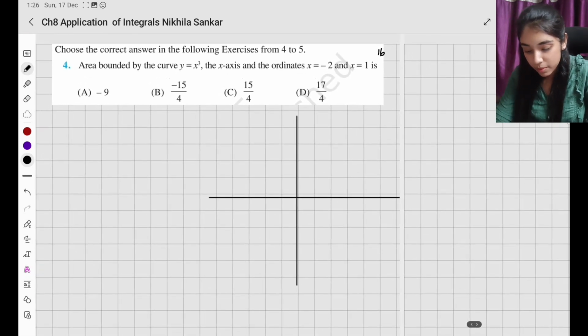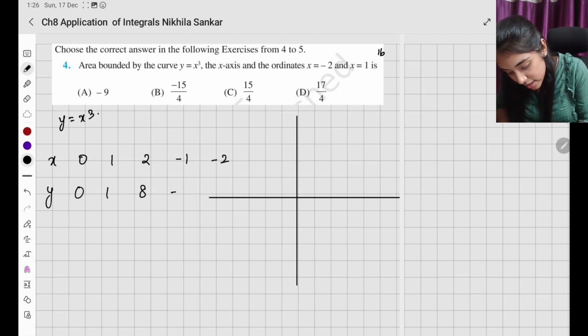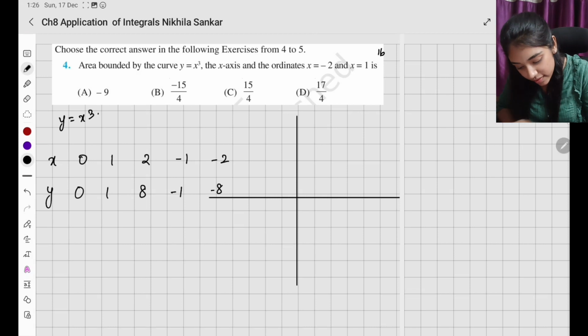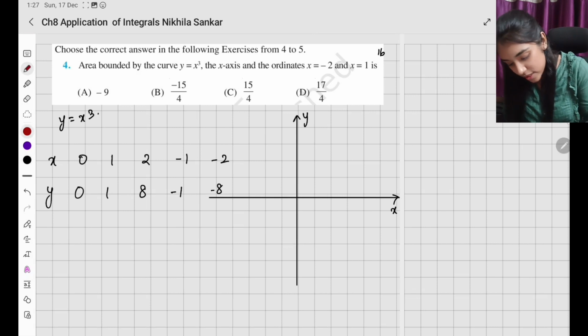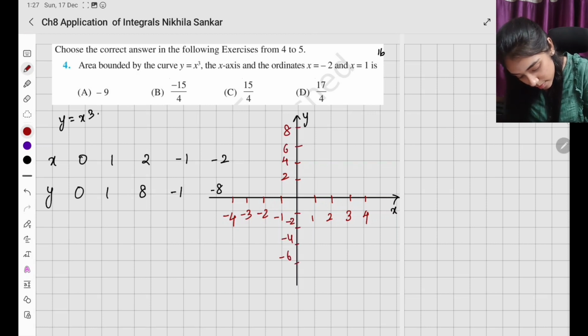Now question number 4. Area bound by the curve y equals x cube. So first, how is the y equals x cube curve going to look? Y equals x cube. So when I plot the values I have x is equal to 0, 1, 2, then minus 1, minus 2, let's take for safety. So the y values are 0, 1, 8, minus 1, minus 8. So when I plot the values, on the y-axis I need 8 and minus 8. So accordingly I will name it. So this is going to be 1, 2, 3, 4. Then minus 1, minus 2, minus 3, minus 4. Here I am going to put 2, 4, 6, 8, minus 2, minus 4, minus 6, minus 8.